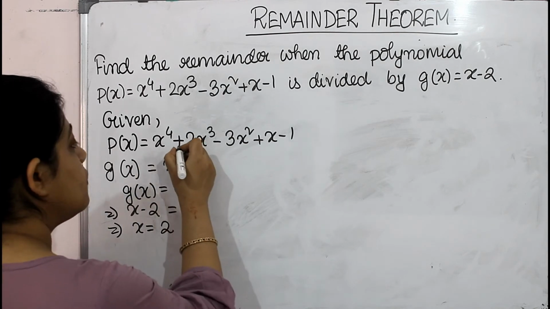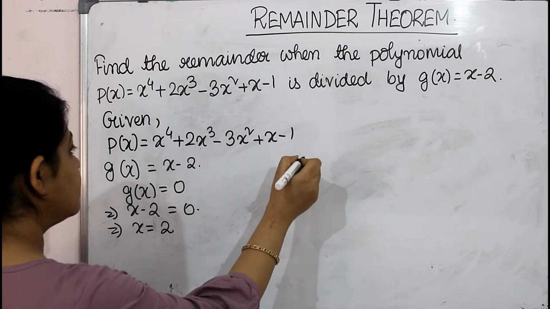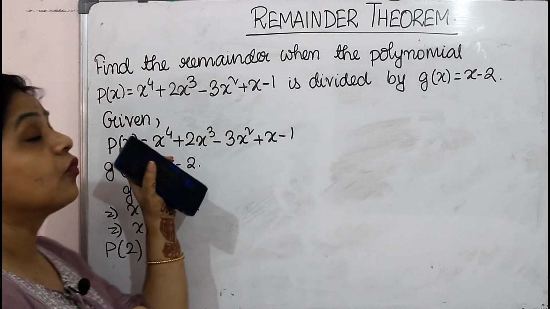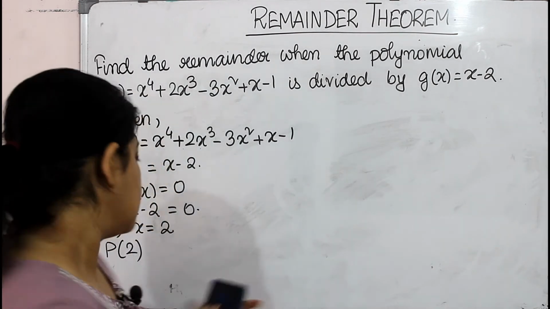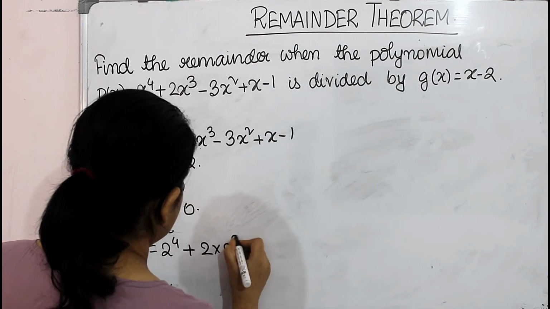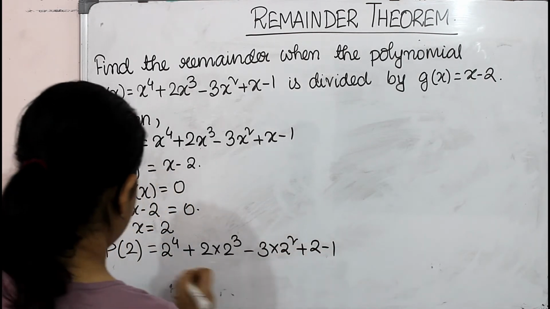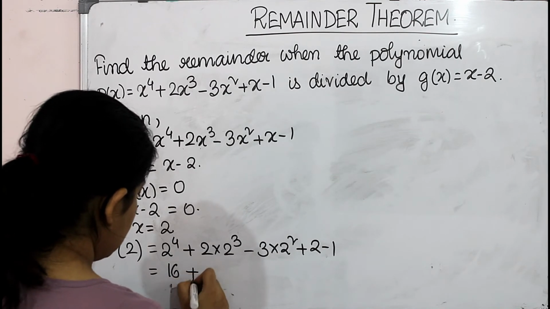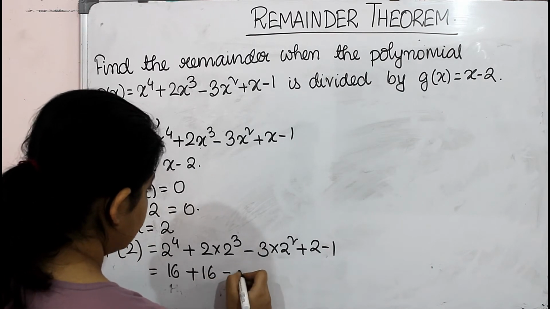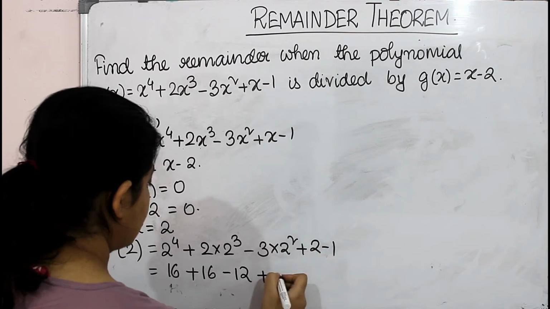So p(x) is x to the power of 4 plus 2x cube minus 3x square plus x minus 1. So this will become p(2), which means you are going to replace x with 2. So this becomes 2 to the power of 4 plus 2 into 2 cube minus 3 into 2 square plus 2 minus 1. 2 to the power of 4 is 16, plus 2 into 2 cube is 16, minus 3 into 2 square, that is 12, plus 2 minus 1, that is 1.